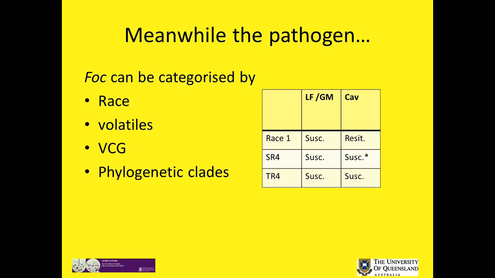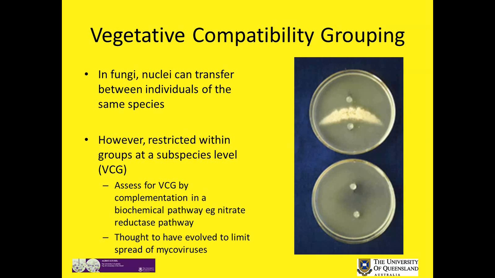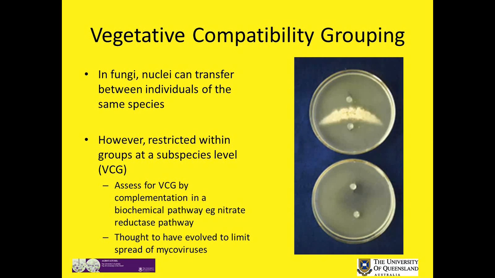I'm sure that if they did some gas chromatography, they could work it out. But anyway, another way that Fusarium oxysporum, as you find with some other fungi, are categorized is by the VCGs, the vegetative compatibility groups, and also phylogenetic clades. Well, let's look at VCGs. Now, these are asexual fungi, and the nuclei can transfer from different individuals within the species to another individual within the species. Sometimes there's a barrier and that doesn't happen. There's no intermingling of the mycelia, there's no exchange there. It's thought that this barrier has possibly evolved to stop the spread of mycoviruses within a fungal population. So anyway, it's a convenient means for us to look at close relatives of these individuals.